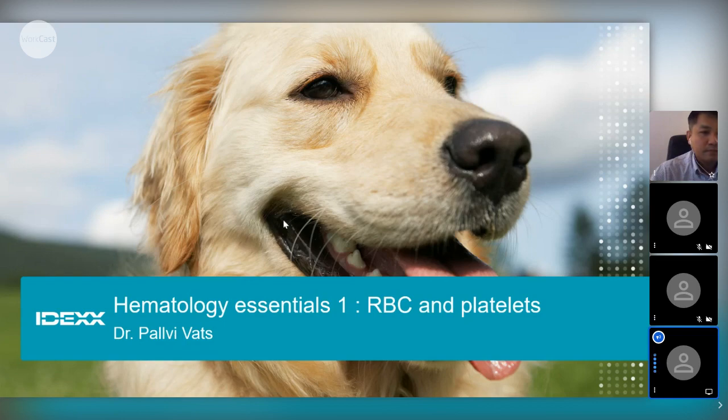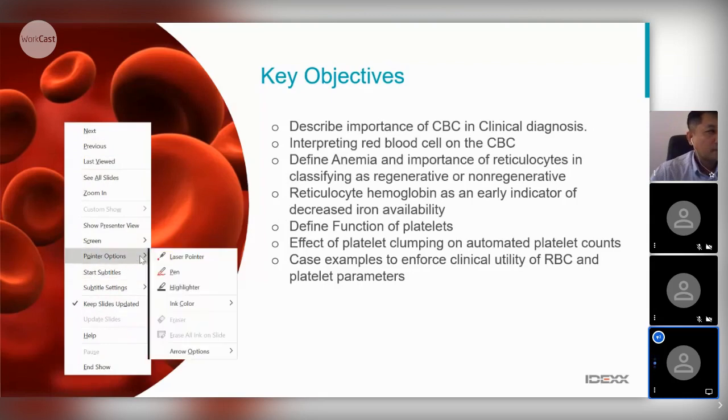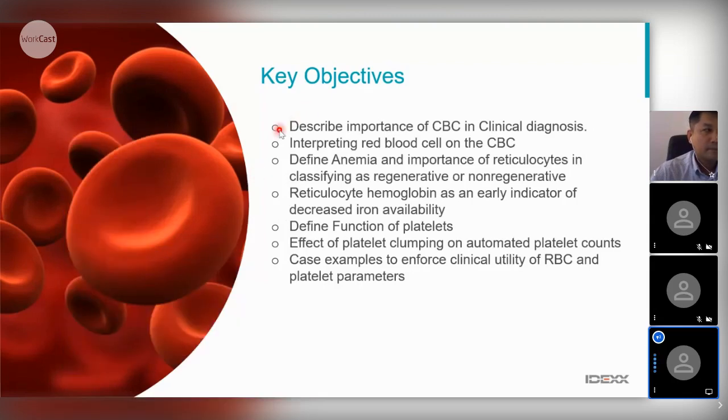We're going to discuss the Hematology Essentials, and the key objectives for today's session will be describing the importance of CBC in clinical diagnosis, how to interpret the results, interpreting RBCs on the CBC and taking appropriate actions, and then the most important, anemia. We'll define anemia and the importance of reticulocytes in classifying it as regenerative or non-regenerative. And then we'll move to the retic hemoglobin as an early indicator of decreased iron availability.